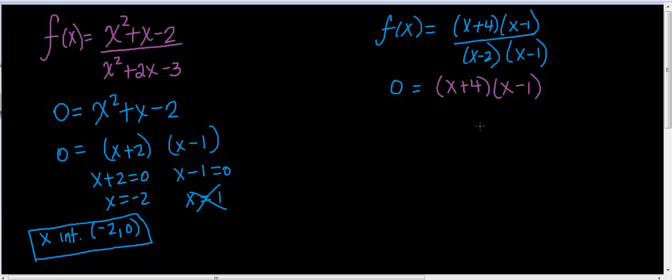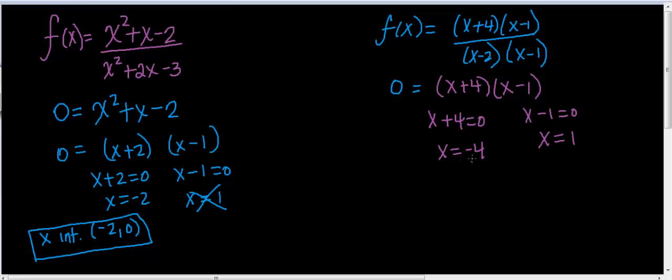This is already factored, so all I have to do is x plus 4 equals 0, x equal to negative 4, and x minus 1 equals 0, x equal to 1. Again, I did not work with my domain first, but I can still check if these are valid x-intercepts.